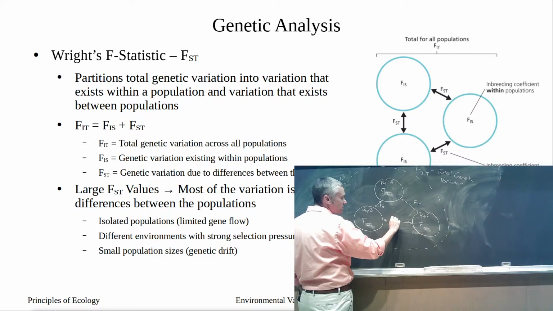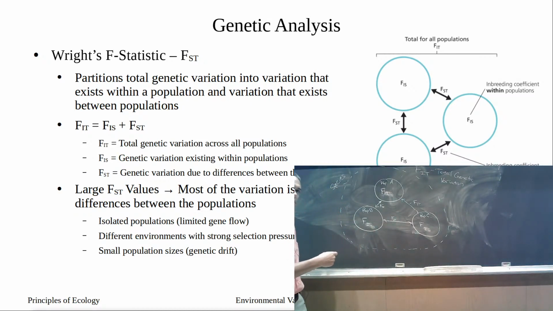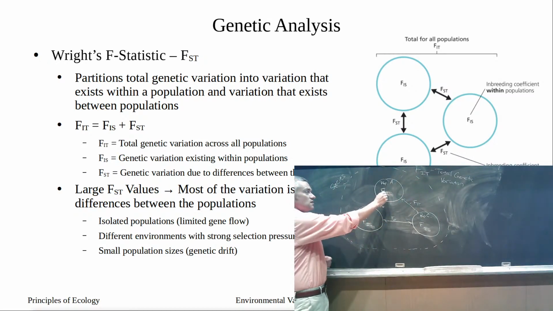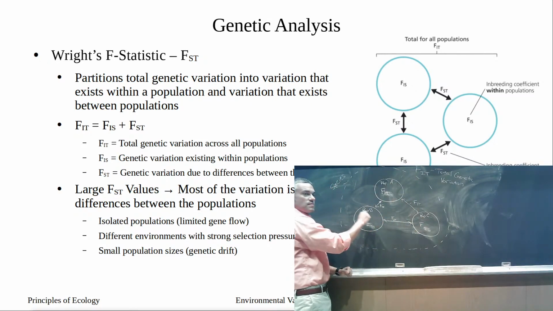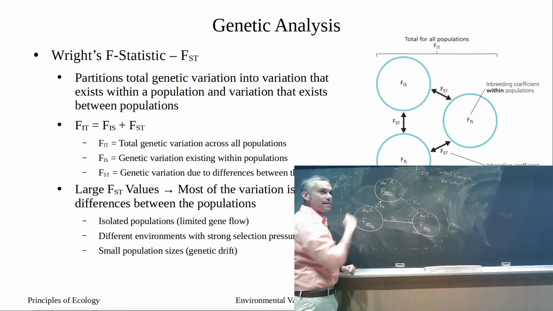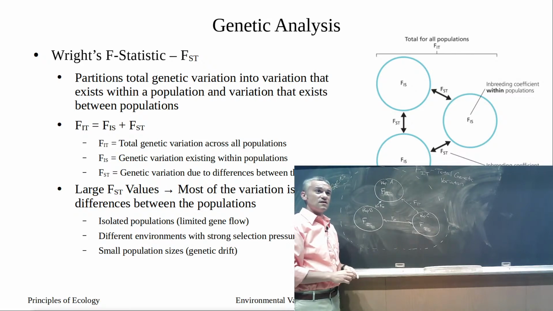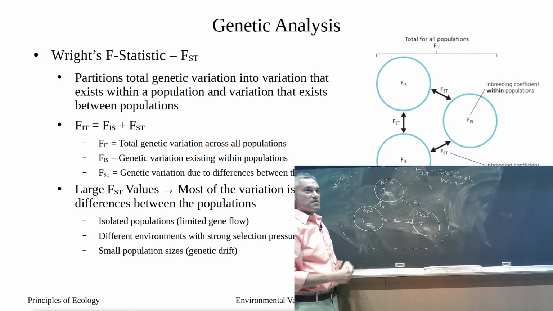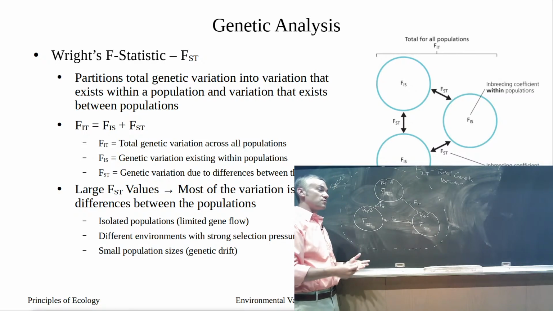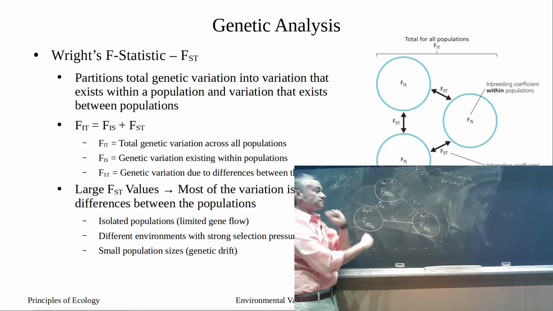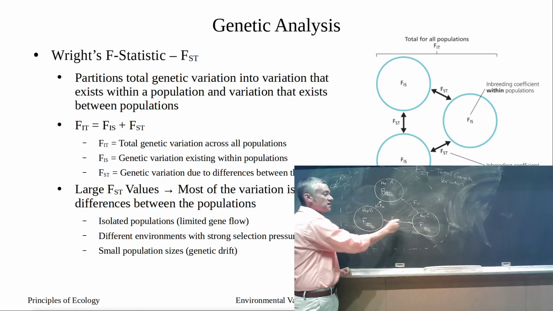So it's not just a single FST or FIS value. We don't have individual ones for the population. We have one value for our entire species. We've got our total, and then that's composed of variation due to variation within populations and variation between populations. So if you've done an ANOVA on Excel and used the data analysis add-in package, it'll report within and between variation. That's what it reports. And that's what these are. The within is variation within our populations, and the between is variation between.